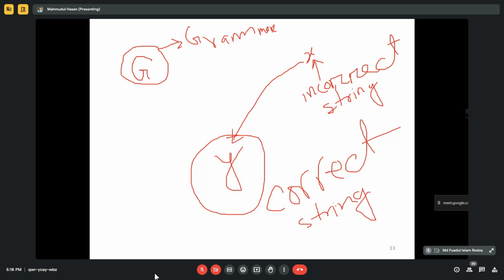An incorrect string cannot be converted into a correct string without operations. Like suppose you want to make a chair from wood, you need to perform some task to make the chair from the wood. In the same way, if you want to change this incorrect string X to a correct string Y, you must perform some operations on X. Operation means some insertion, some deletion, some modification, some update. You need to perform those on X so that you will be able to produce the correct string Y.